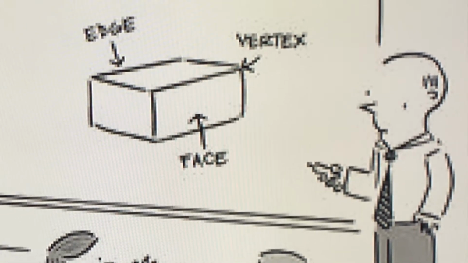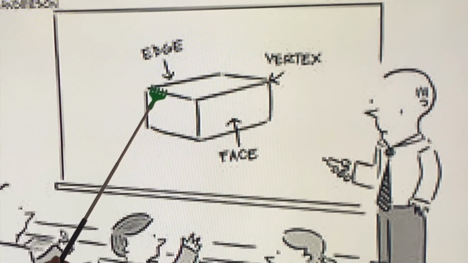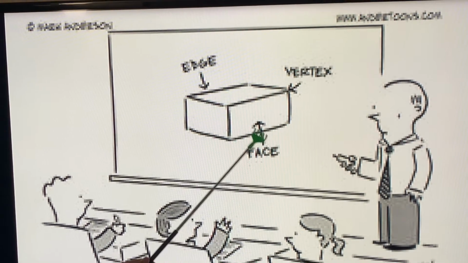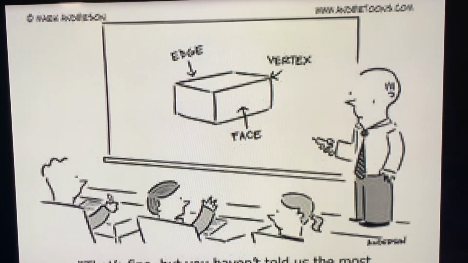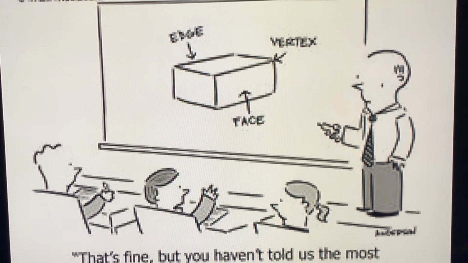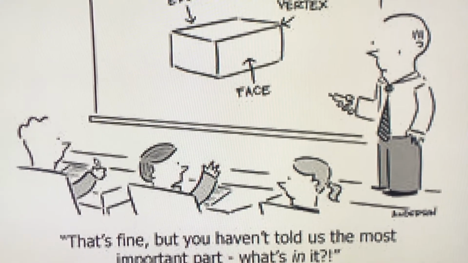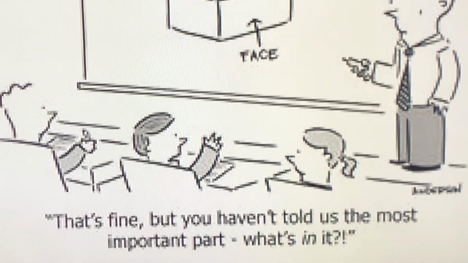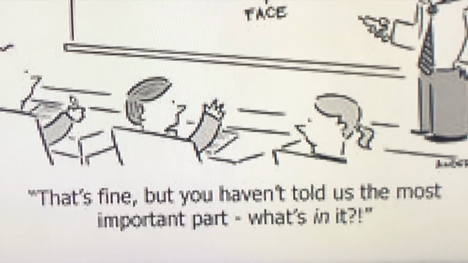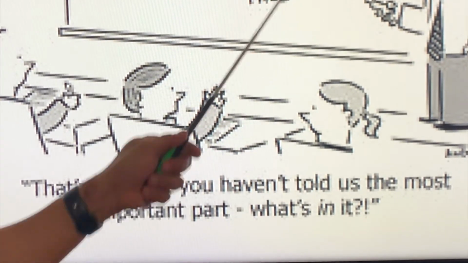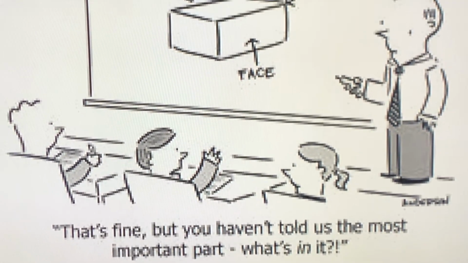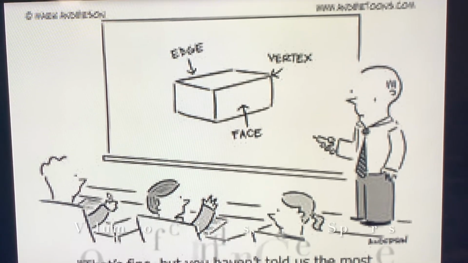So the teacher is explaining, "Oh class, this is the edge, this is the vertex, and this is the face." Students reacted, "That's fine, but you haven't told us the most important part. What's in it?" "Yes, guys, today that's what we're gonna learn: what's inside the prism, what's inside a solid figure. We talk about volume."